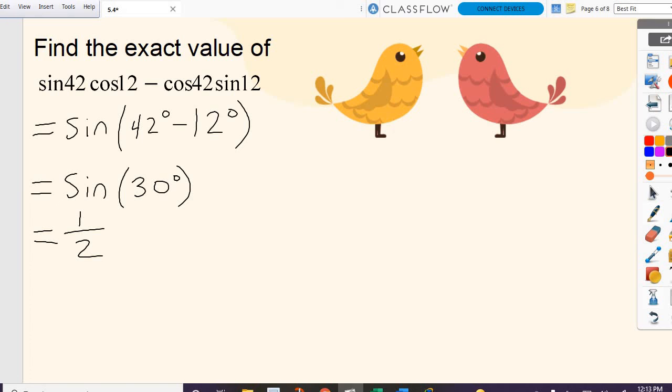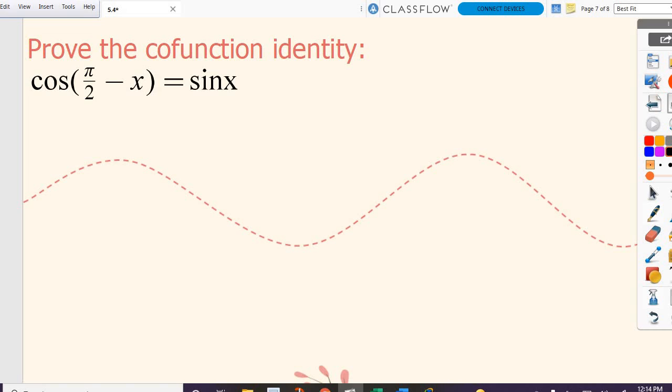Alright, and like I said, just because this is some different stuff, that doesn't mean we forget about all of the previous stuff that we talked about in chapter 5. So we still have to be able to prove some identities. If I have cosine of pi over 2 minus x, and I want to prove that that equals sine of x, which is also our cofunction identity, where do we want to start? Why? Because it's the more complicated side. So I'm starting with the left.